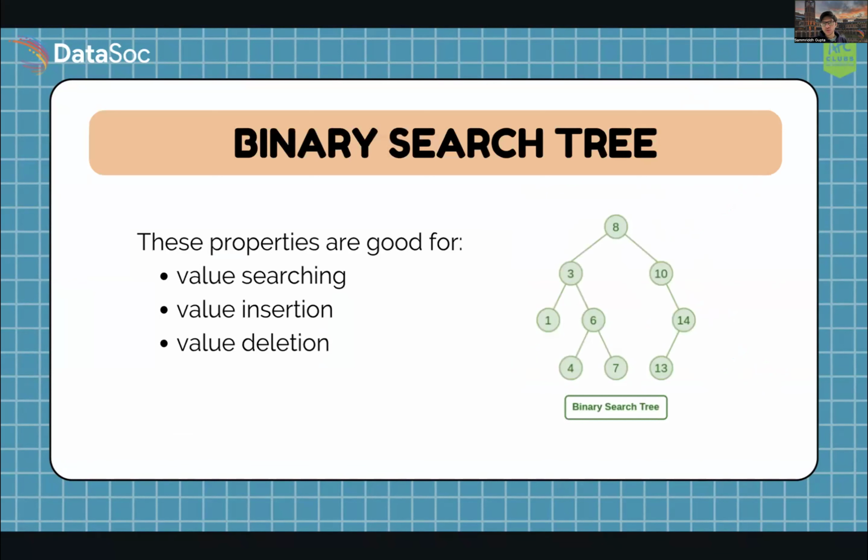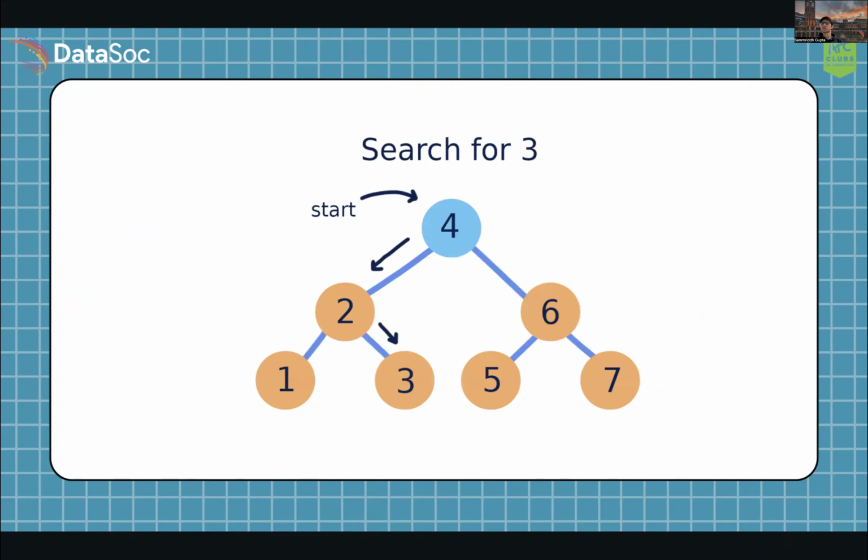So as you saw, these properties of the binary search tree are very useful for us for these three operations, which are searching, insertion, and deletion. These three operations are what we'll be looking at today. So let's start off with searching.